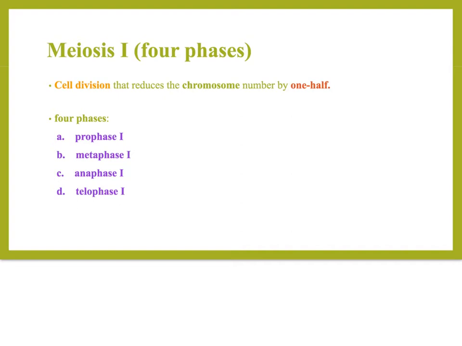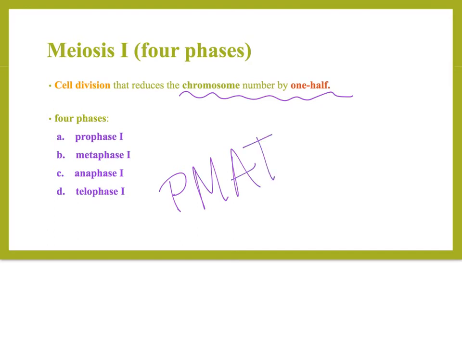Okay, so cell division is going to reduce that number of chromosomes by 1/2. That's our goal here, because we only replicate once. The goal there is to reduce that chromosome number. So there's 4 phases in meiosis I: prophase, metaphase, anaphase, telophase. You remember the Amoeba Sisters were like, PMAT, get it? So you've got meiosis I, 4 phases, just like mitosis, just like meiosis II. Okay, there's a pattern here.